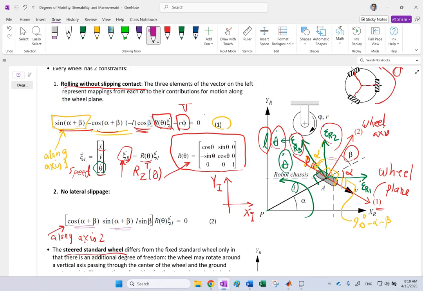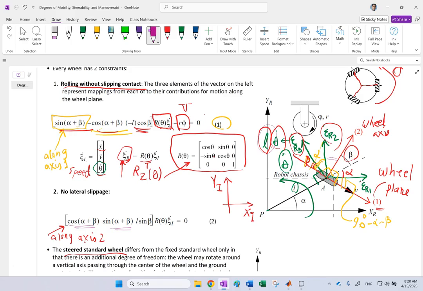And xi dot r3, if you want to project it along axis 2, remember, first you have to add this L, because this L multiplied by theta dot is going to give you that velocity, and the angle, as you can see, the angle here between xi dot r and the x-axis is beta.